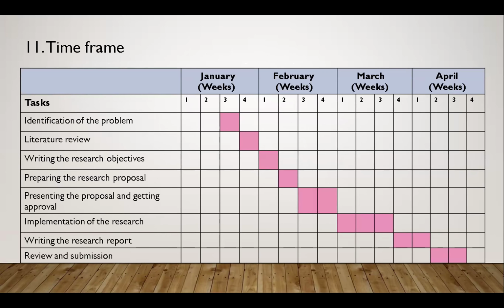Identification of the problem: we started the class during the second and third week, so I chose the third week. Literature review, fourth week. Writing the research objectives, first week of February. Preparing the research proposal, second week of February. Presenting the proposal and getting approved, third and fourth week of February. Implementation of the research, first, second and third weeks of March. Writing the research will take the fourth week of March and the first week of April. Finally, I can review and submit my project during the second and third week of April.